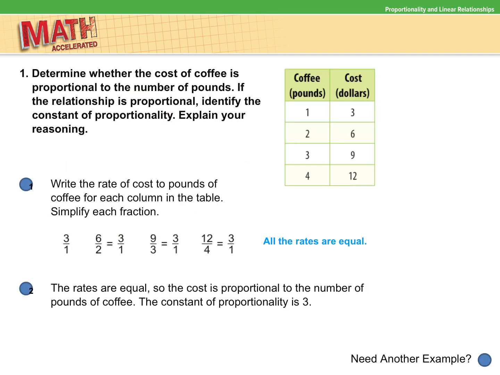So, looking at this graph here, it's set up as a table. I shouldn't say graph, it's a table. Okay? We have coffee in pounds, and we have the amount of money it costs for each pound.